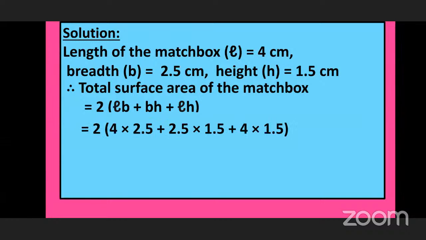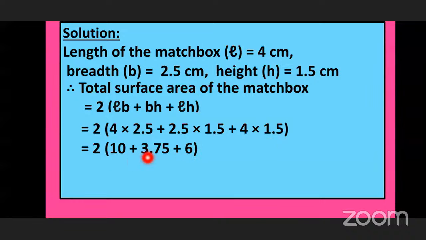2 times (4 times 2.5, plus 2.5 times 1.5, plus 4 times 1.5). Now we will multiply these numbers and add the three results together. After multiplying 4 by 2.5, we get 10. The product of 2.5 and 1.5 is 3.75. And the product of 4 and 1.5 is 6.